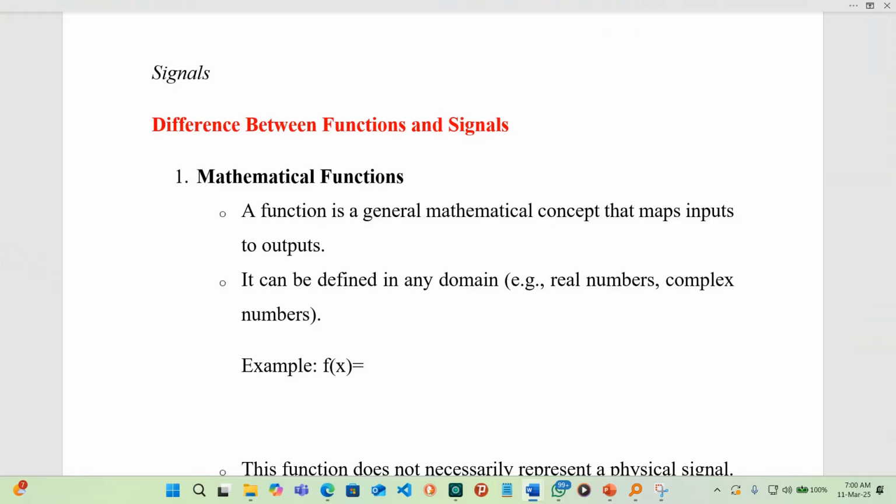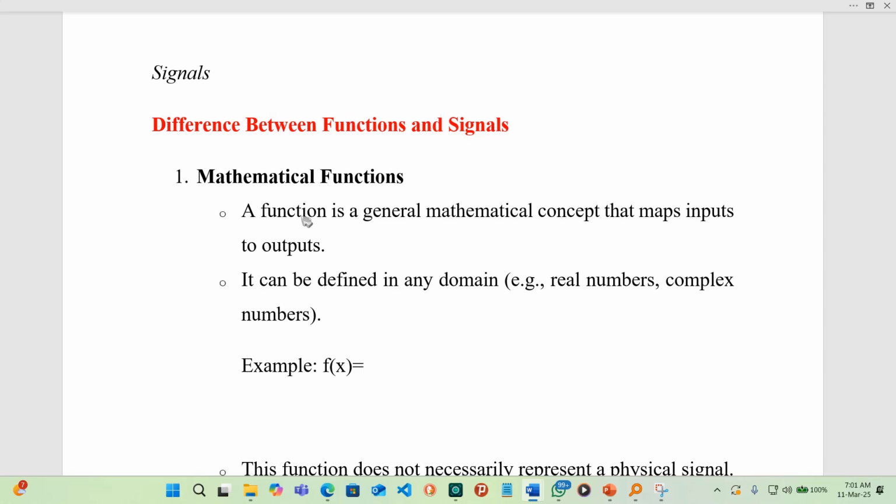Hello, dear members. Today we are going to be discussing signals. Signals are talked about especially in engineering, in areas of communication, and even in mathematics. We want to understand the mathematics behind a signal and how it is different from a function.